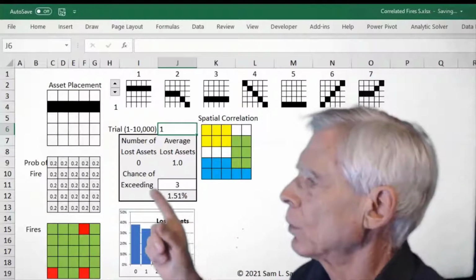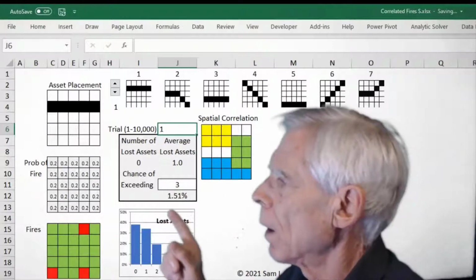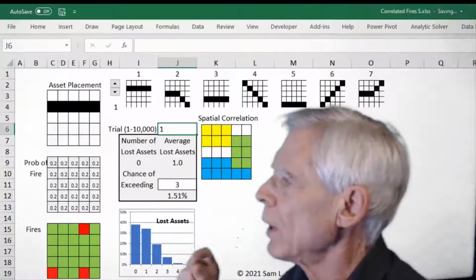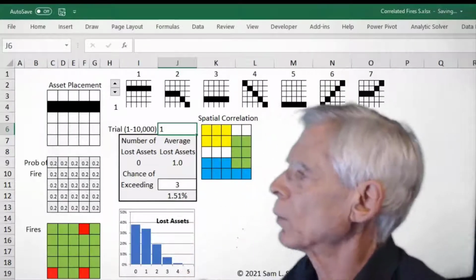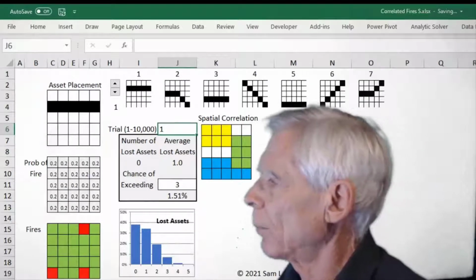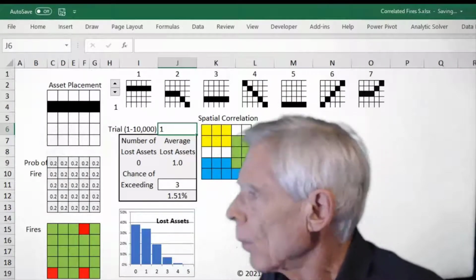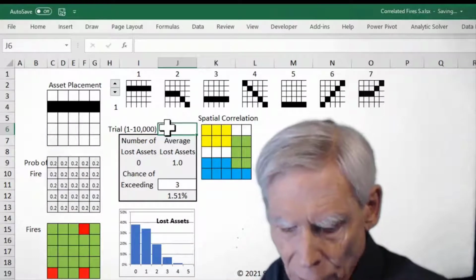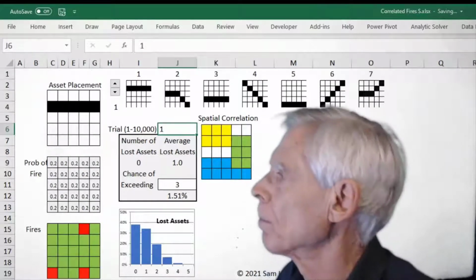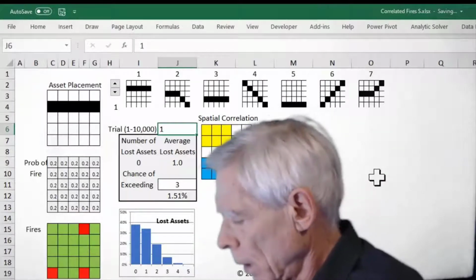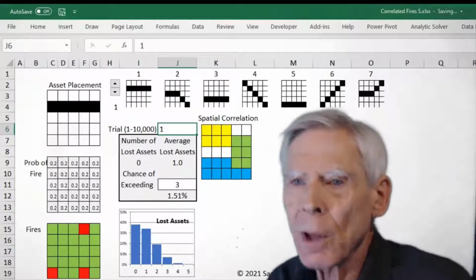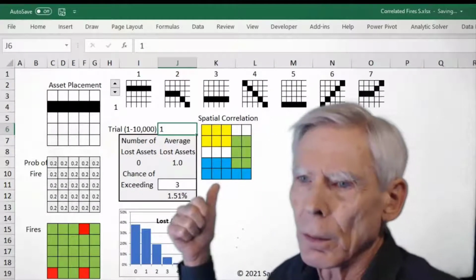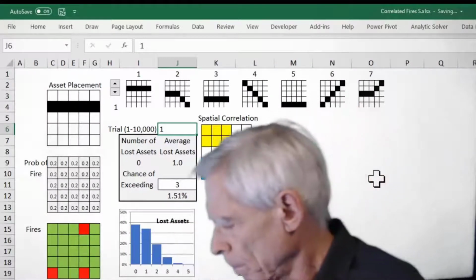And notice this, the chance of exceeding 3 towers burnt down is 1.5%. Now, let me point something out. I haven't played with the trials here, but I've got 10,000 trials, and my simulation trials do reflect this spatial correlation.